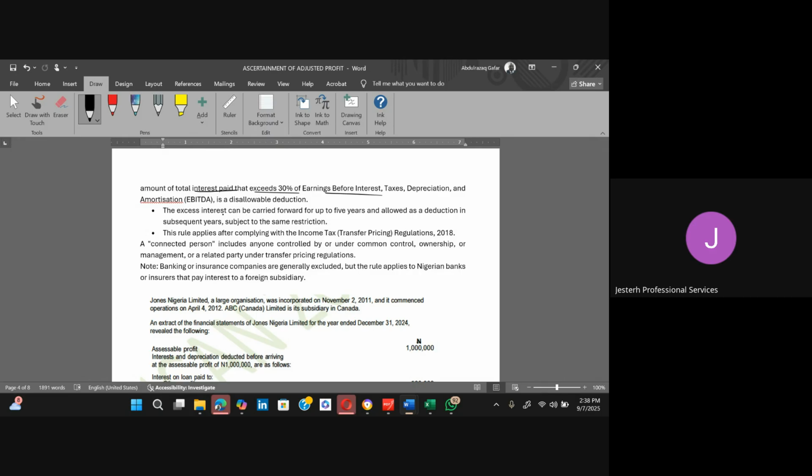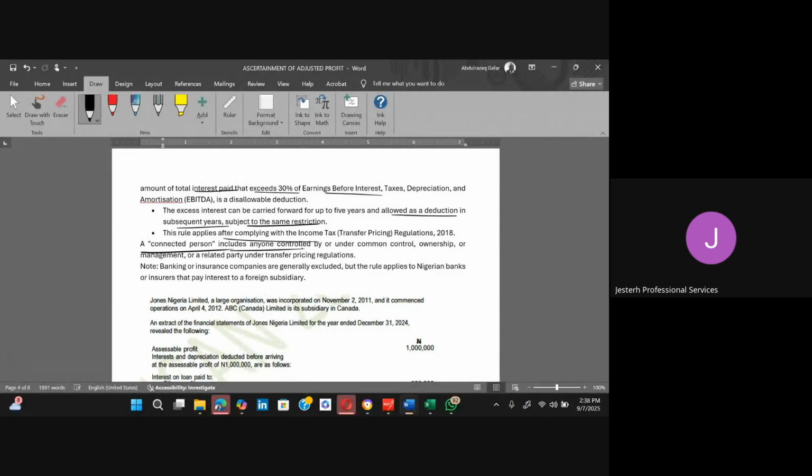So the excess interest can be carried forward for up to 5 years and allowed as a deduction in subsequent years, subject to the same restriction, which means it can still not be more than 30%. So this rule applies after complying with the income tax transfer pricing regulations. So what is a connected person?